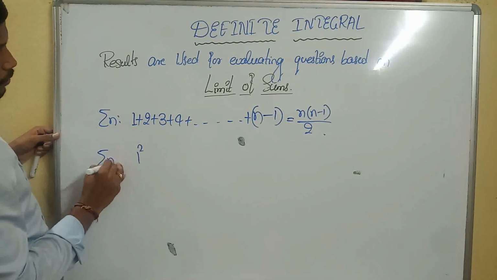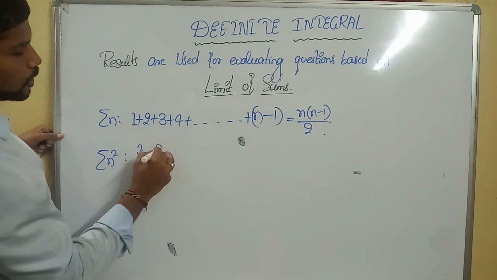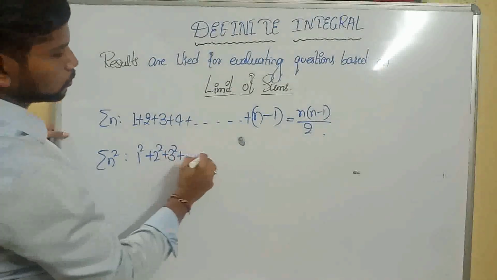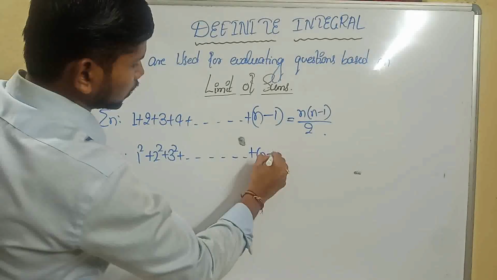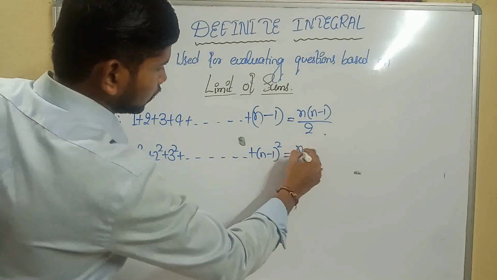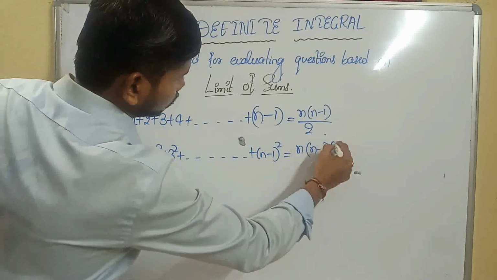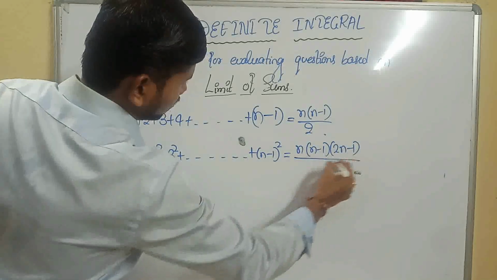Like this, it is a summation of n. What is the summation of n square? 1 square, 2 square, 3 square, so on up to (n minus 1) whole square. It will be (n−1)n(2n−1)/6.